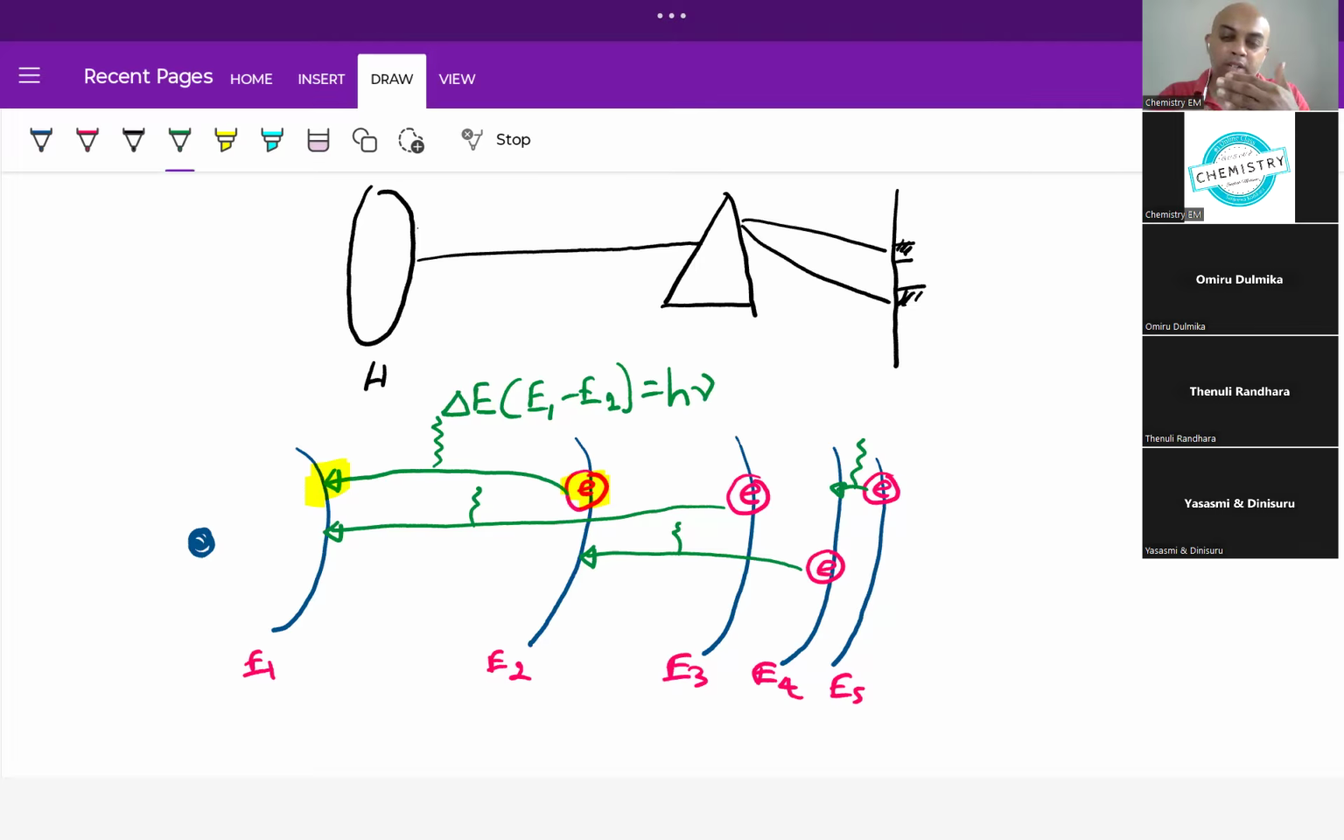So during the emission, electrons are moving from higher energy levels to lower energy levels. They are emitting energy, and that energy has some frequency which we can see.